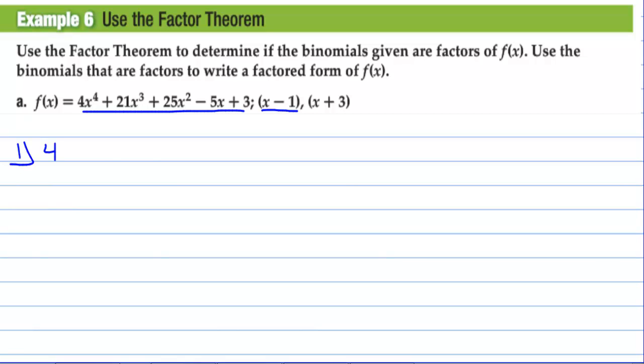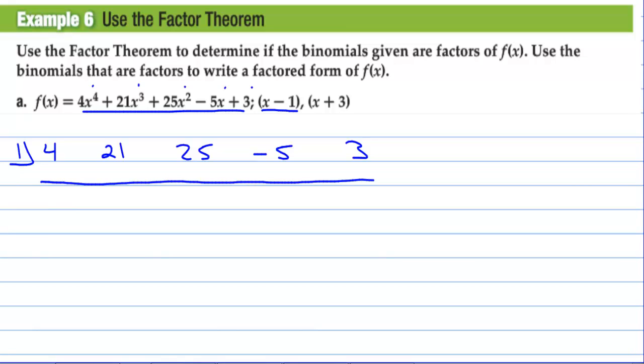We need to write the coefficients. And we need to make sure that all powers are accounted for. 4, 3, 2, 1, 0. Yep, they're all accounted for. So we can proceed. We bring the 4 down. Multiply 1 times 4 is 4. That's 25. 25 times 1 is 25. Add, that's 50. Not looking too promising, is it?